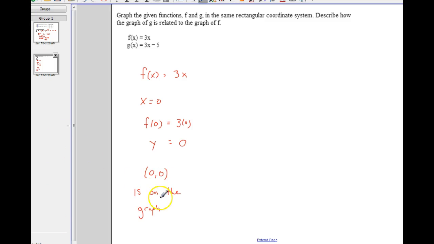So I know that 0, 0 is on this graph. Now, if x were something like 1, that would mean find f of 1. So that means 3 times 1. F of 1 equals 3 times 1. So the y-coordinate when x is 1 is 3 times 1, which is 3. So that would be the point 1, 3. So 1, 3 is on the graph also. So 0, 0 and 1, 3 are both points on this graph.